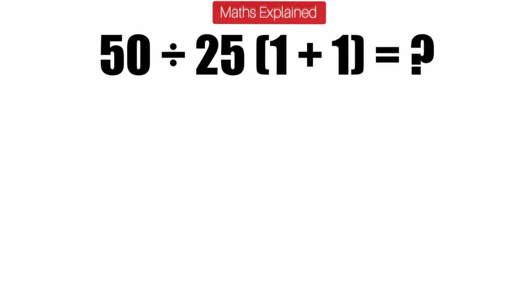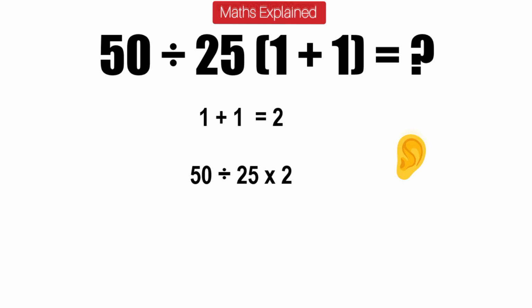1 plus 1 equals 2. Now rewrite the question. 50 divided by 25 times 2. Step 2. Look at division and multiplication. Guys, listen. Division and multiplication have the same priority, so we solve from left to right, not randomly.